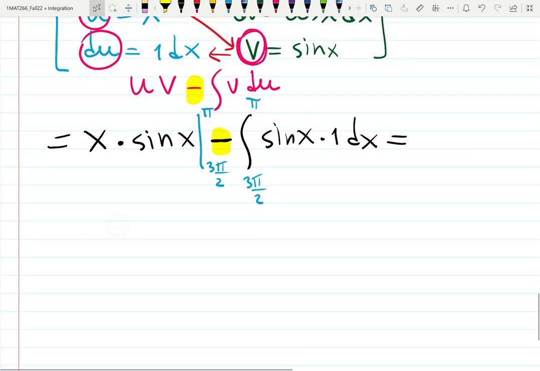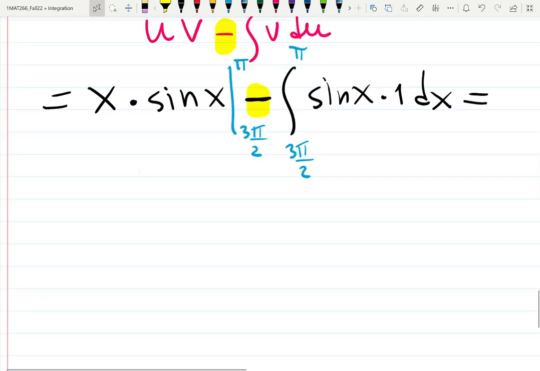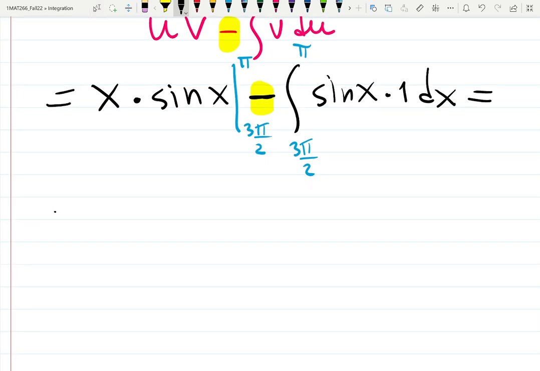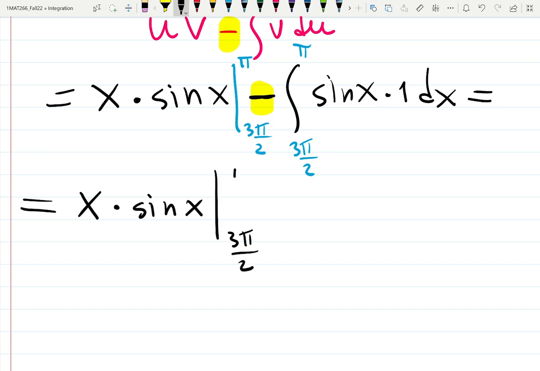And now it's up to you. You can wait to integrate the second integral and plug pi and 3 pi over 2 everywhere. Or you can start plugging right away for the first piece. Let's wait this time to have two different cases. Why not? x sine x, a bar, 3 pi over 2 to pi. I will wait for the next integral to be completed or integrated.